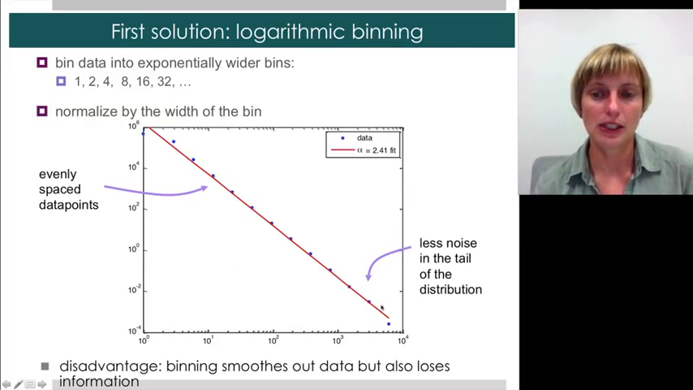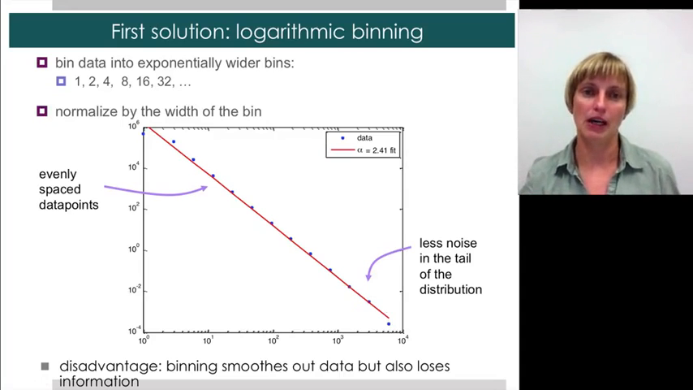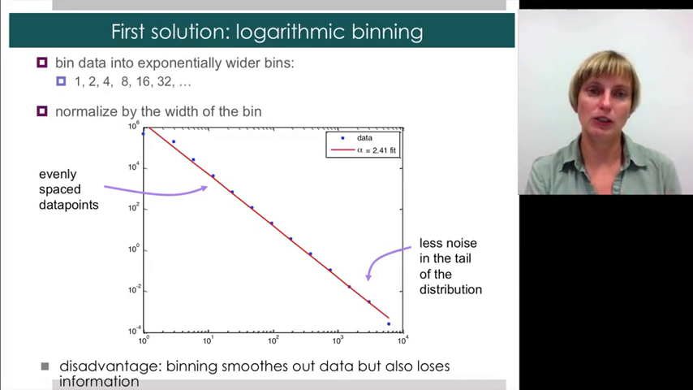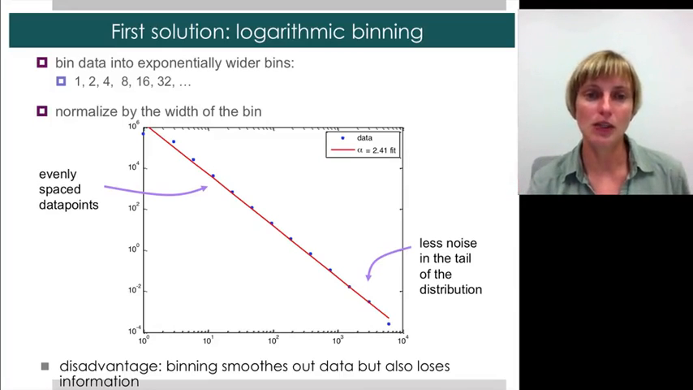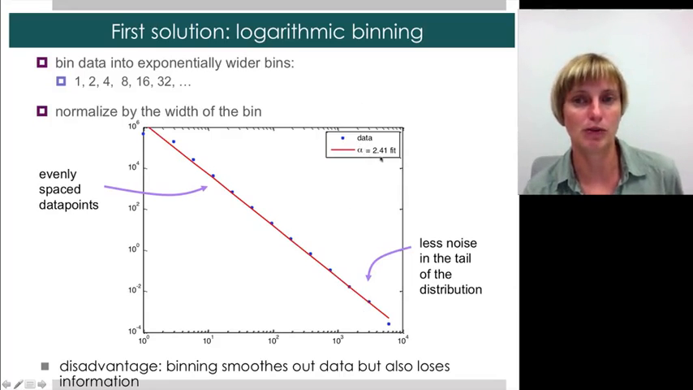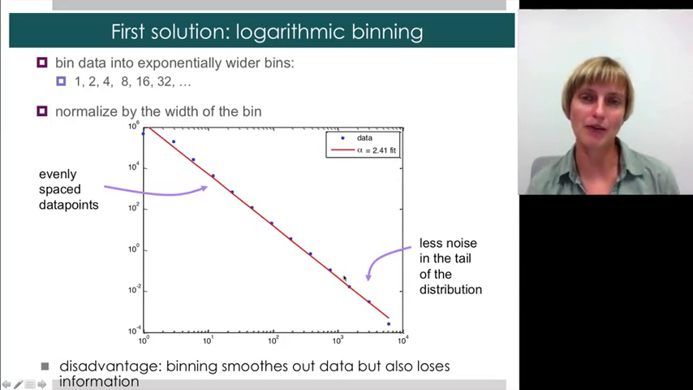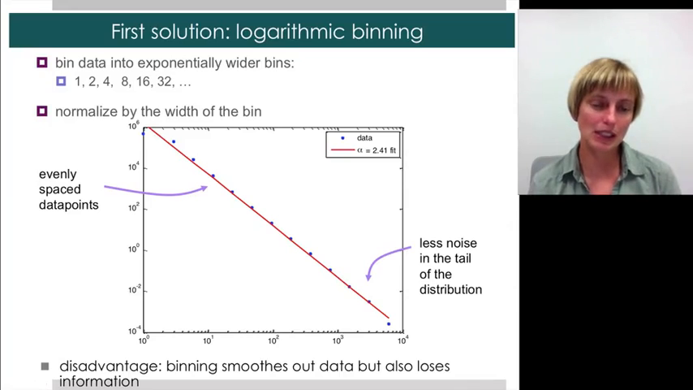That is, you want to actually get more data here, so you're going to have wider and wider bins. And they're going to start 1, 2, 4, 8, 16, 32, or you can decide which exponent you want. And then you get these nice evenly spaced data points, which you can then fit. And if we do this, we get an alpha of 2.41, which is actually pretty decent. But what it's doing as well is it's kind of smoothing out the data and losing some information, right? When you aggregate into these bins, there may be interesting features that you're just kind of smoothing out and that you won't recognize.